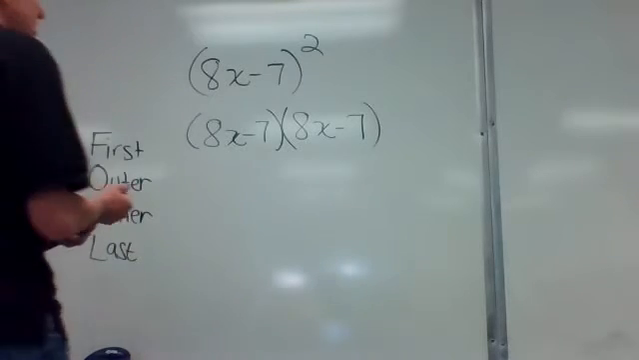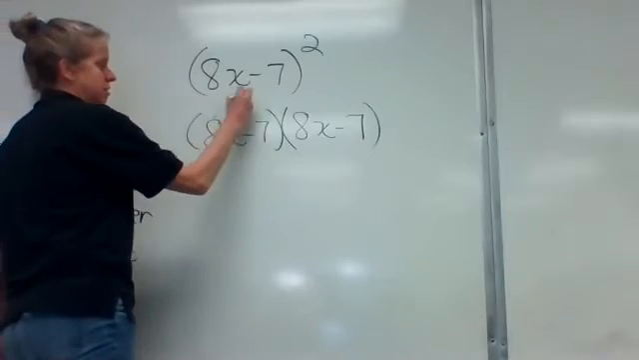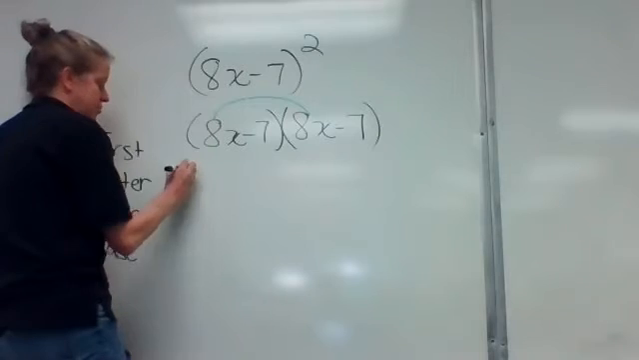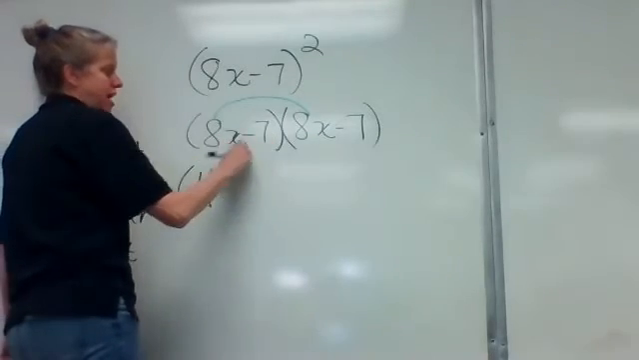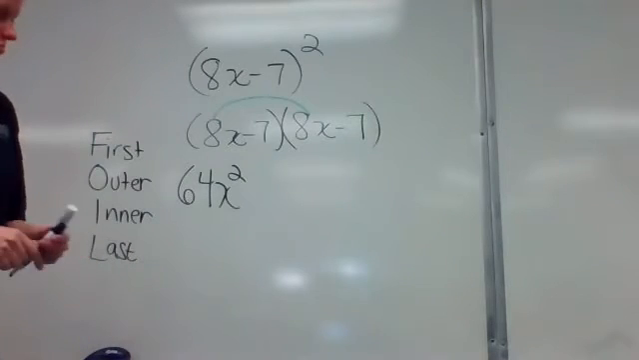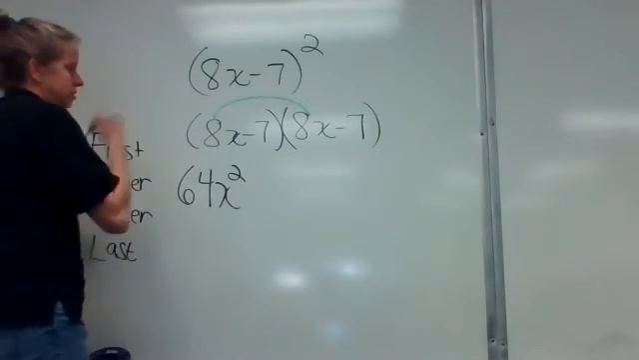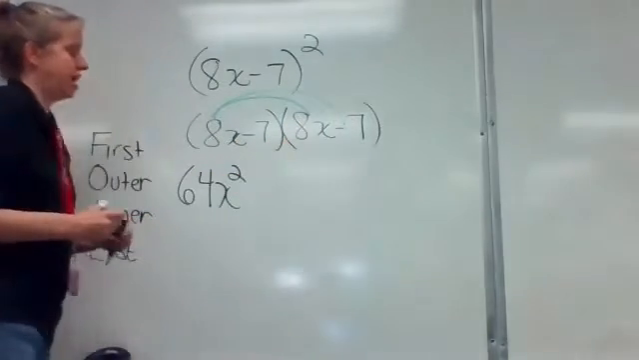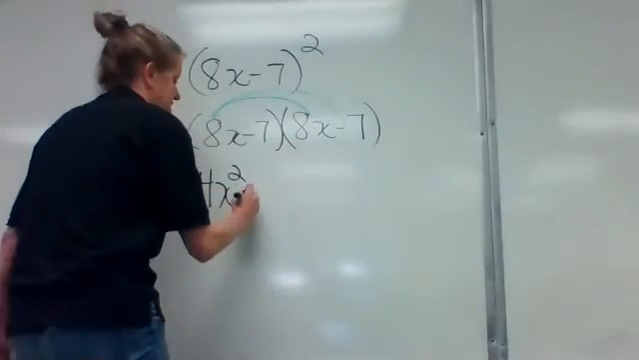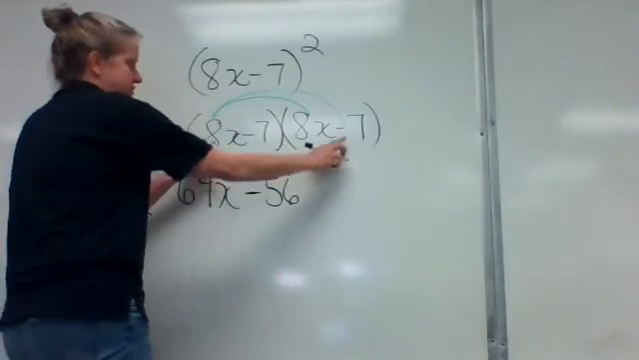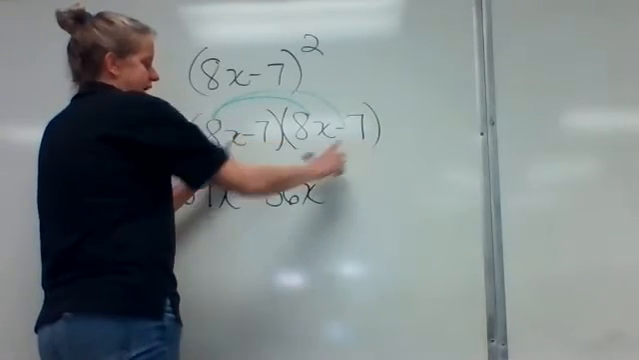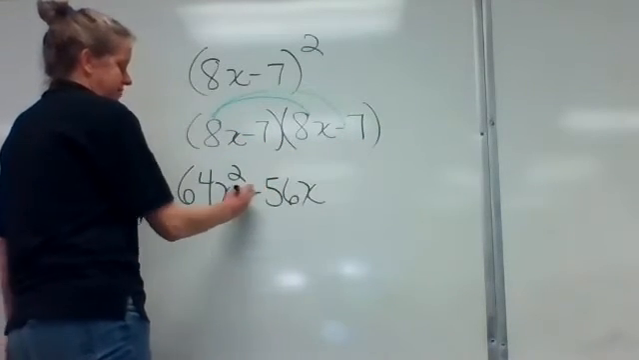So when I FOIL this, my first, 8x times 8x. 8 times 8 gives me 64. Multiplying the x's gives me x squared. Outer. I've got positive 8x times negative 7. So positive 8 times negative 7 gives me negative 56x, right? This one has an x, so it's got to keep an x. 8x times 7 gives me 56x with the negative.